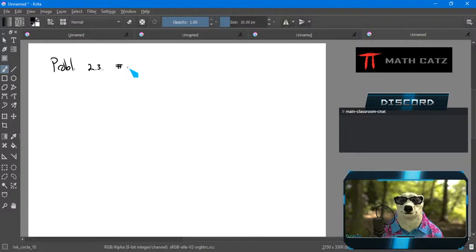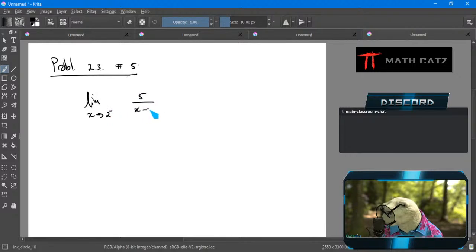The textbook, I'm sure, has some. Let's see, I want to do number 5. Let's just do number 5 and be done with it, instead of me jumping around. Have we not? Oh, maybe we've done 5. I don't remember. We'll do it now. It is the limit as x approaches 2 from the left of 5 over x minus 2.